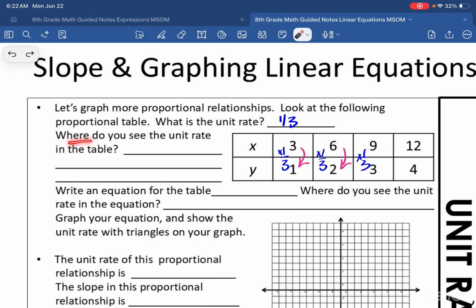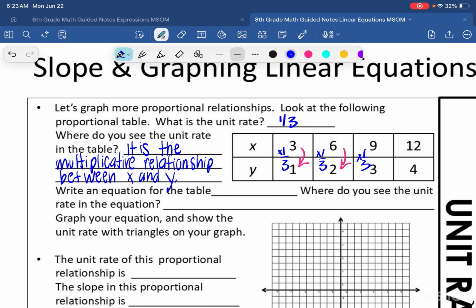Where do you see the unit rate in the table? And I can see it right here. That is what I multiply x by to get to y, the multiplicative relationship. Write an equation for the table. If I have x, I'm going to multiply that by 1/3 to equal y. So y equals 1/3 x. Where do you see the unit rate in the equation? Right here. It is also the constant of proportionality.